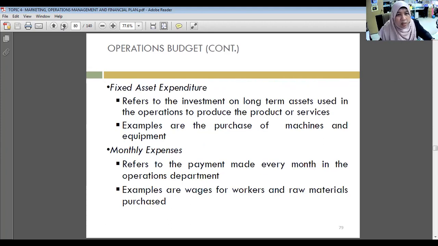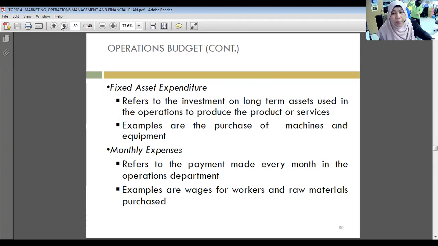Okay, so what is fixed asset expenditure? It refers to the investment in long-term assets used in the operation to produce the product or services. Example, purchase of machines and equipment. Say your company is doing banana chips, rapid pisang. So you have to buy, for example, a machine to cut the banana automatically. So that is an example of those machines.